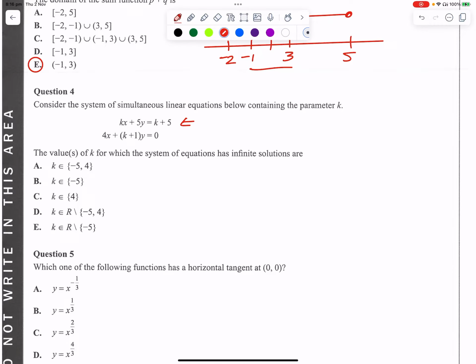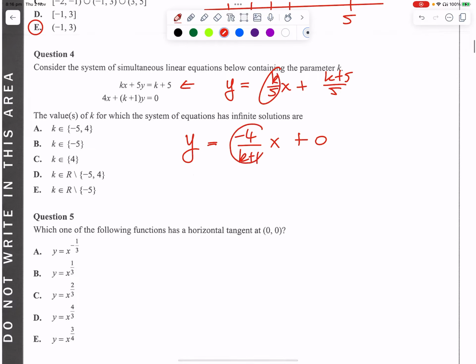Consider the system of equations. Let's get them in the form y equals mx plus c. So y is k on 5 x plus k plus 5 on 5. y is negative 4 on k plus 1 x plus 0.